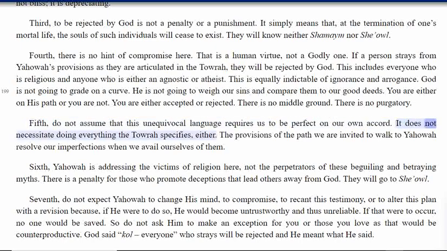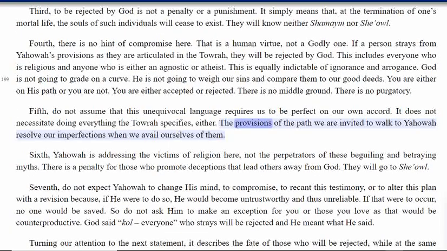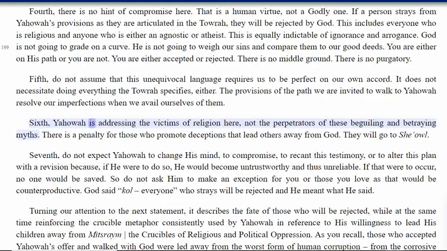Fifth, do not assume that this unequivocal language requires us to be perfect on our own accord. It does not necessitate doing everything the Torah specifies, either. The provisions of the path we are invited to walk to Yahweh resolve our imperfections when we avail ourselves of them.